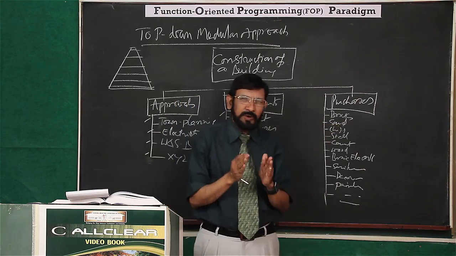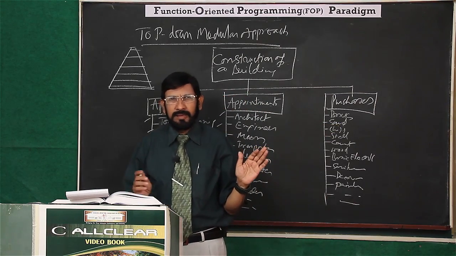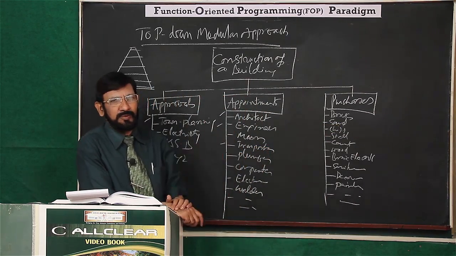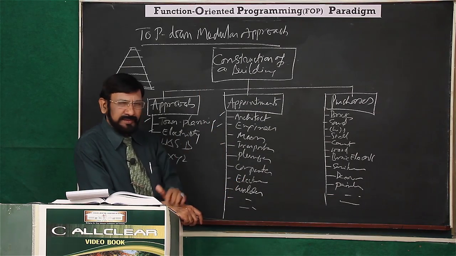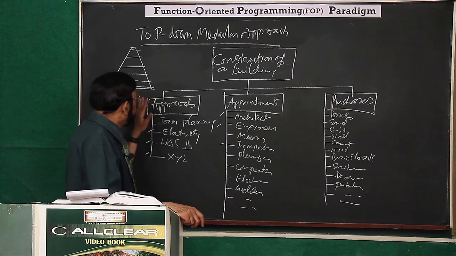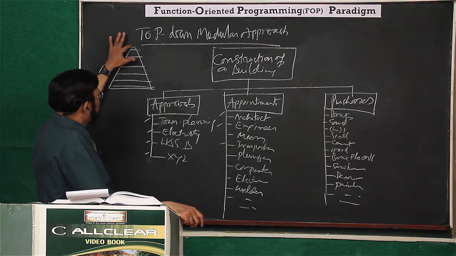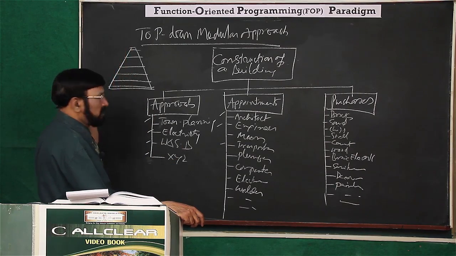As much as possible, dissect it until it cannot be dissected further. For the sake of simplicity, I have taken this example. That's why this is like this. So that's why it is called the top-down modular approach.